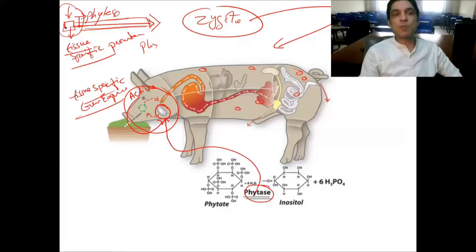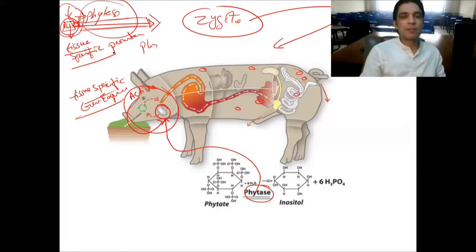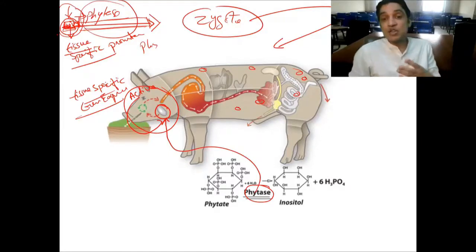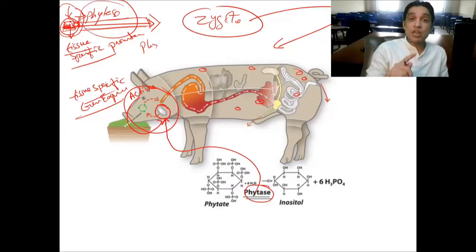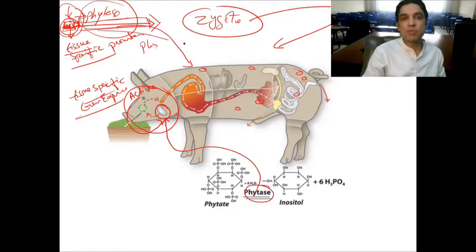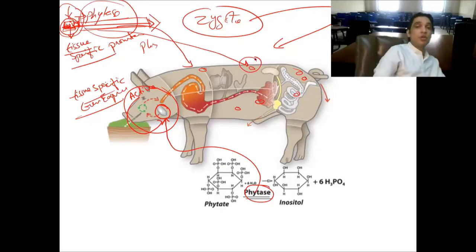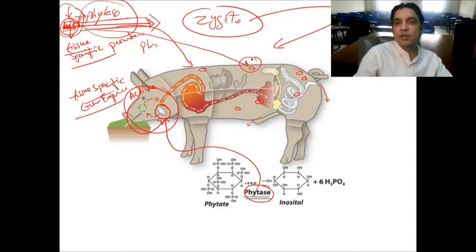If this tissue-specific promoter belongs to the liver, whatever the gene is will express in the liver only. If that tissue-specific promoter belongs to the salivary glands, then that gene will be expressed only in the saliva. That does not mean that the gene is not present in the other cells. That cassette is present in each and every cell of the pig. But because the environment is not salivary gland here, the promoter is not activated, so that gene will not be expressed.